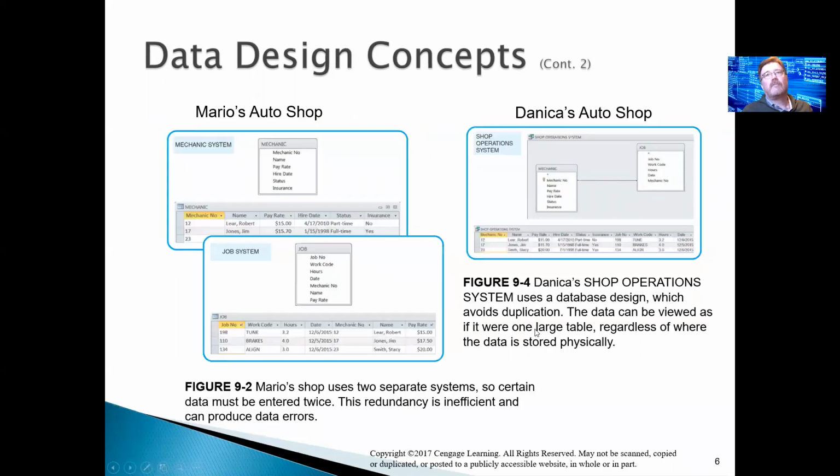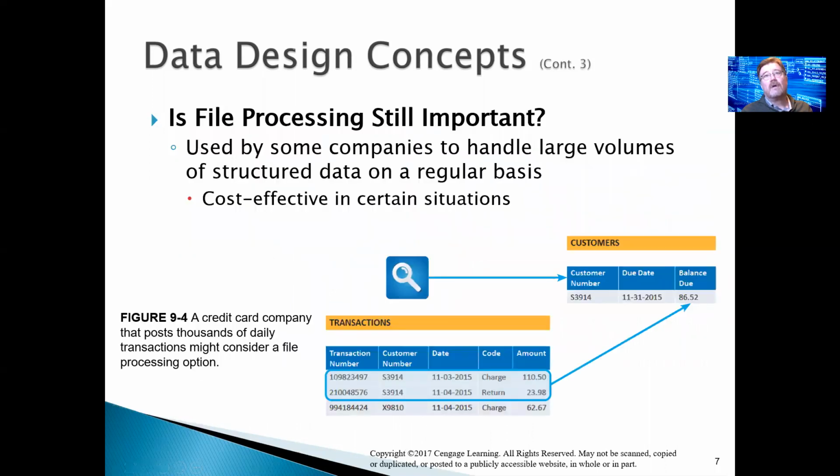So in Mario's shop, you can imagine there's sort of these two files sitting out there that are independent of each other, that are maintained separately through different programs. In Danica's auto shop, we're talking about basically, instead of having mechanic being a file, it's a table. Job is not a file, it's a table, and they are connected through this relationship. And we'll certainly be talking more about that in a few minutes.